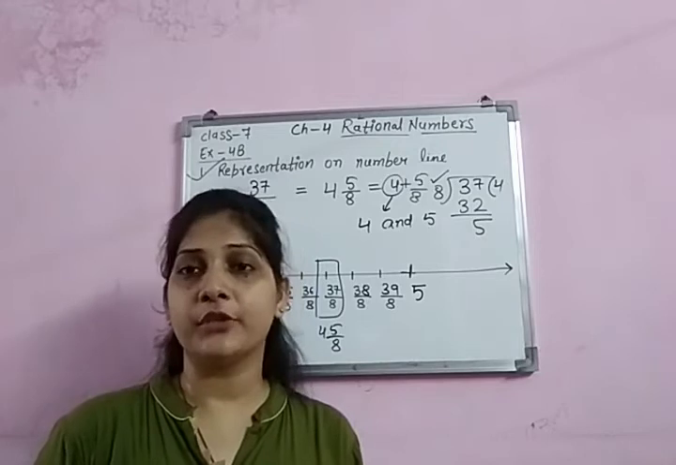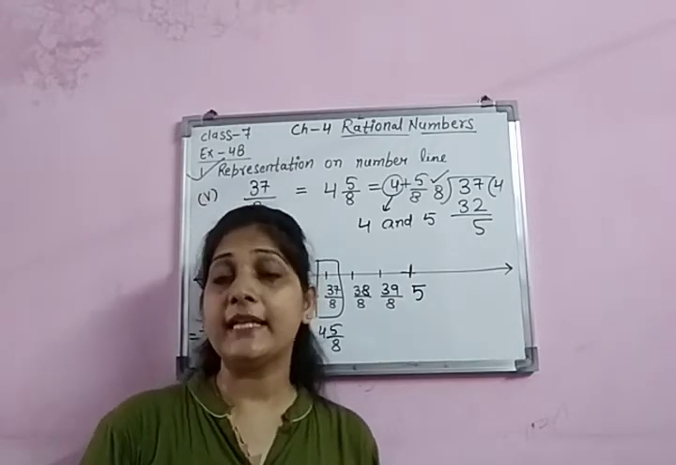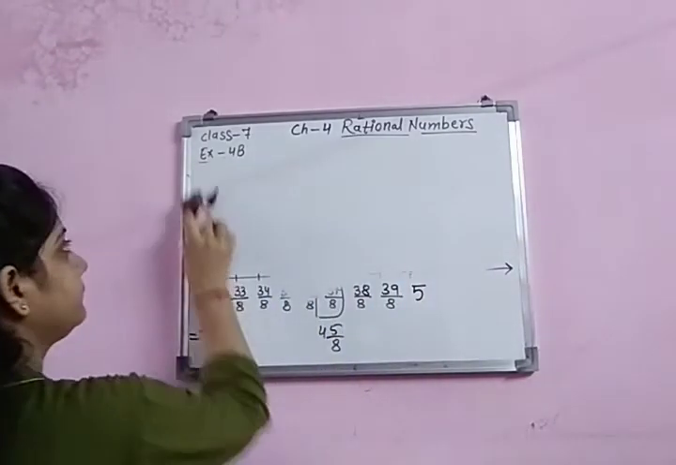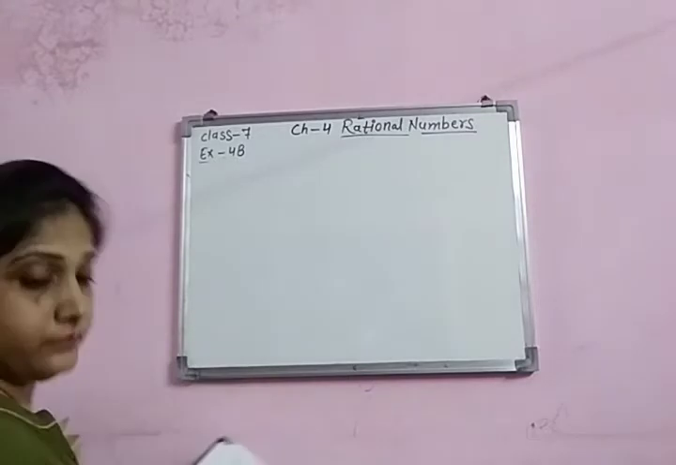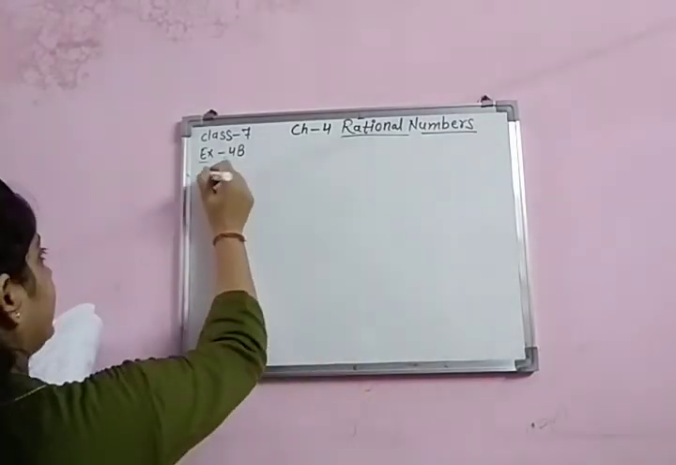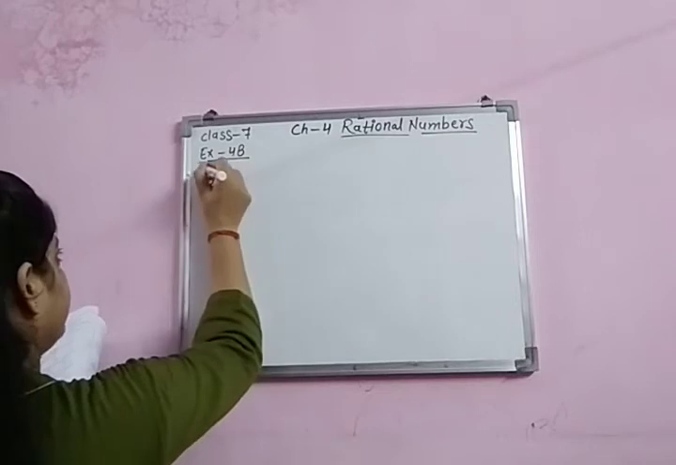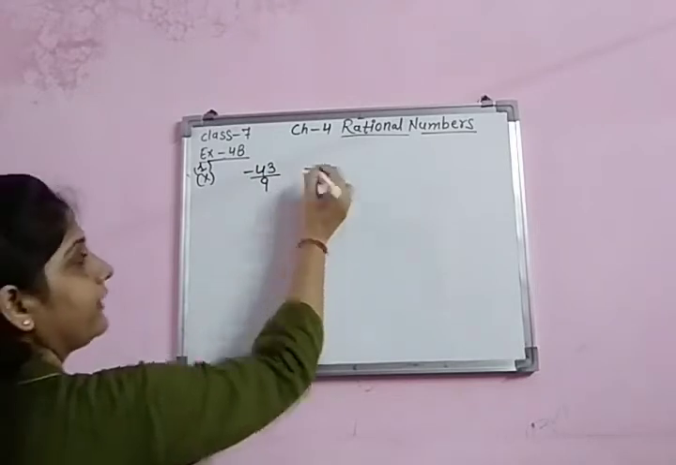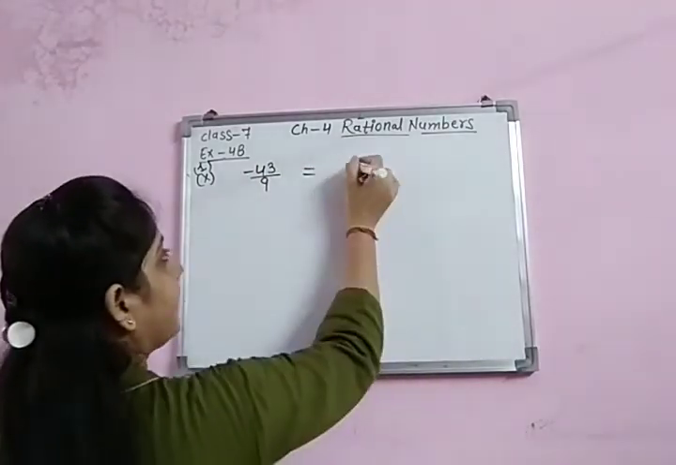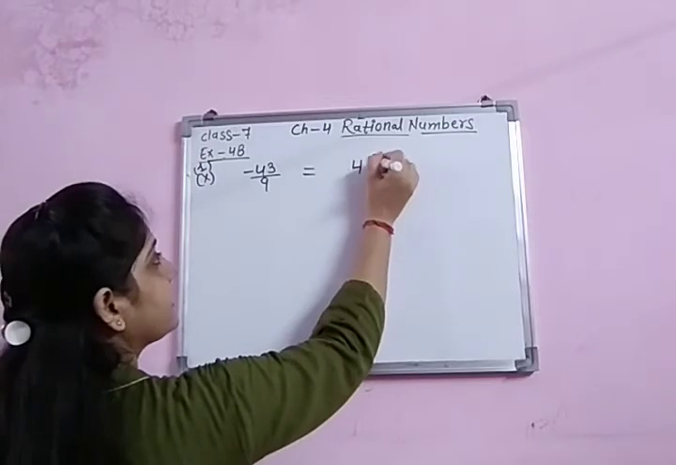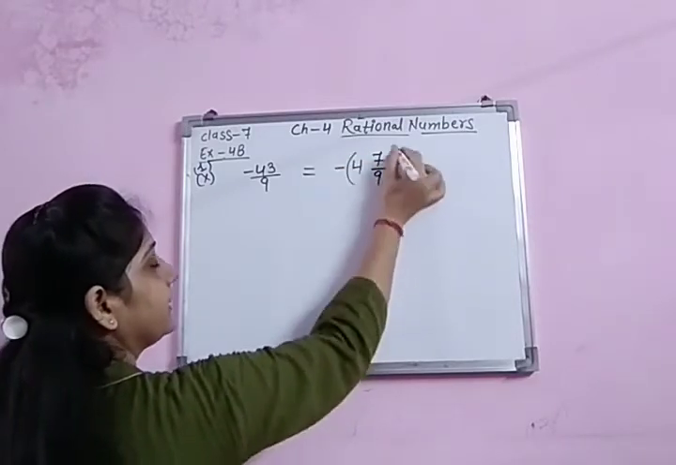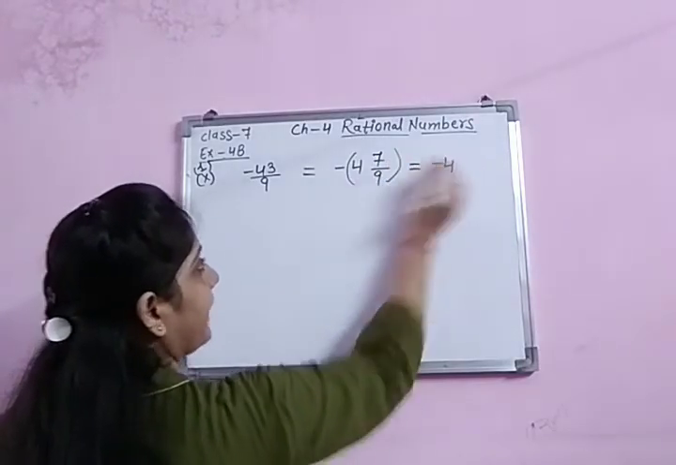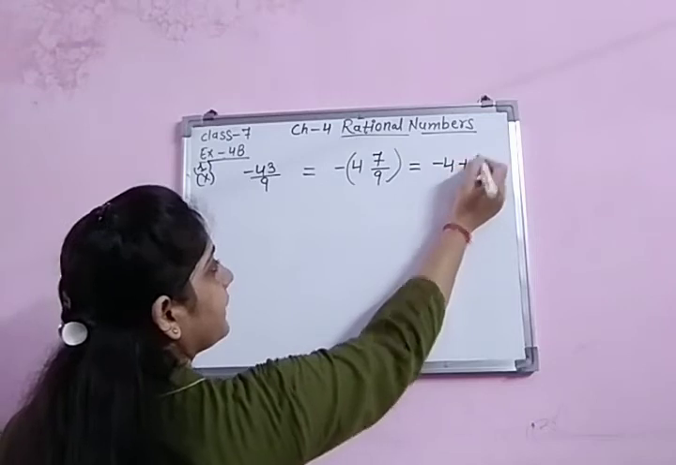I am sharing one question which is a negative rational number but in improper form. So let's see that portion also. It is question number 1. Negative 43 by 9. When we convert into mixed, 9 fours are 36 and 7 by 9. This negative sign is for both, remember children. So we write it as minus 4 and this is plus 7 by 9.